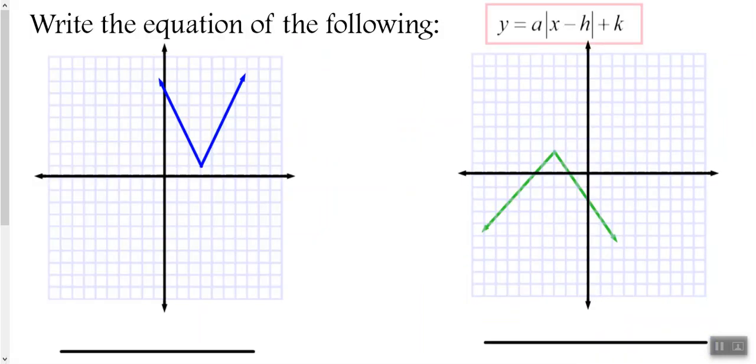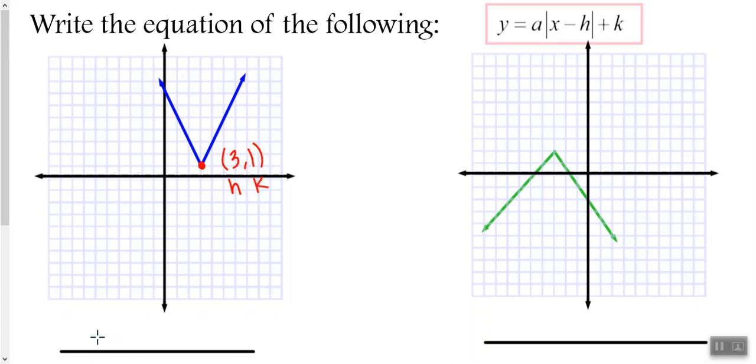All right, these are the last two we're going to talk about, and they're going backwards now. So you're given a graph, and you have to write the equation. Up here I have that model that we need to work from, and this is something you're going to want to write down and remember. Okay, so the most important thing to find first is our vertex. So in our first example, we have our vertex, and it is at 3, 1. So since we have our vertex, we also have h and we have k.